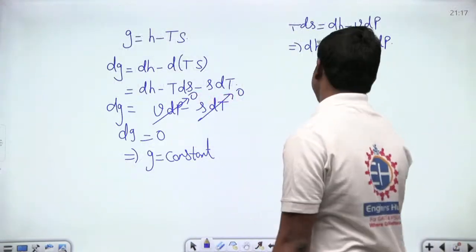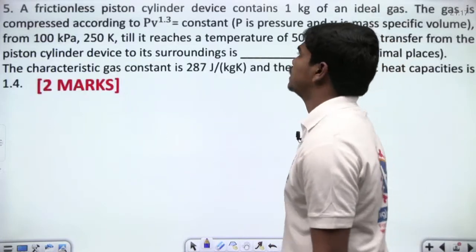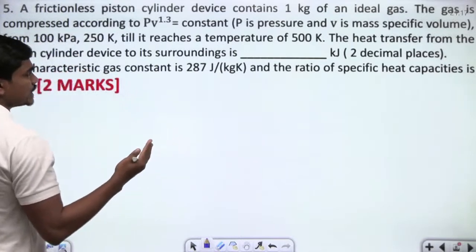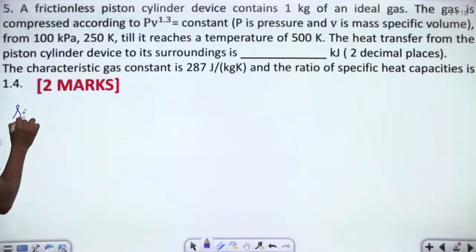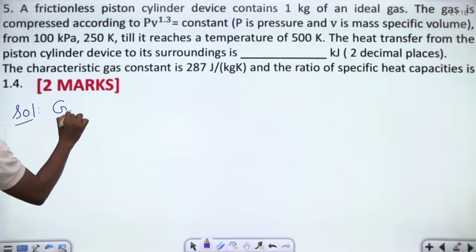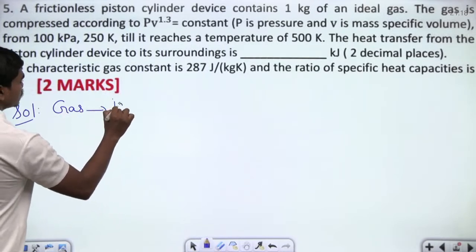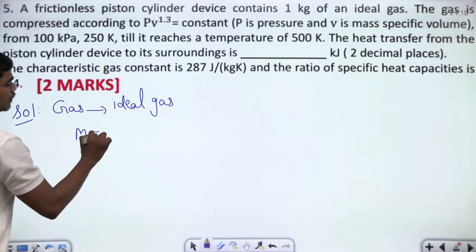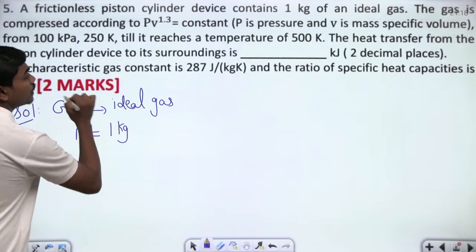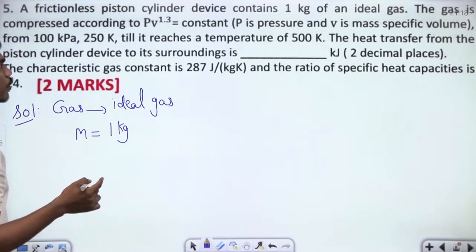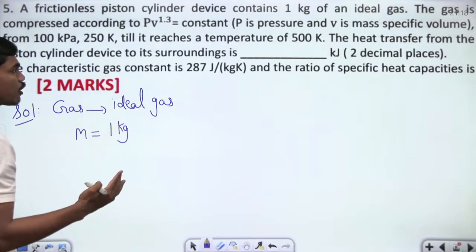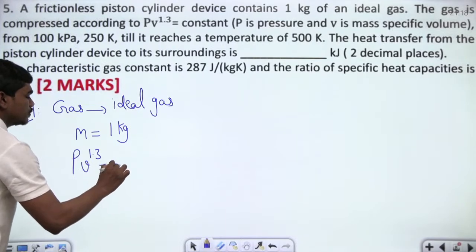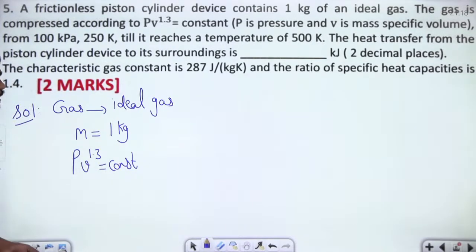Let's go for the next question quickly. Okay, so this is one question we have. A frictionless piston cylinder device contains 1 kg of an ideal gas. So one thing that's clearly given here, the gas is an ideal gas. Next, what's the mass of the gas that's available? 1 kg, and the ideal gas is compressed according to the relation PV to the power 1.3 is equal to constant. Correct? So this is the relation that's given to us.